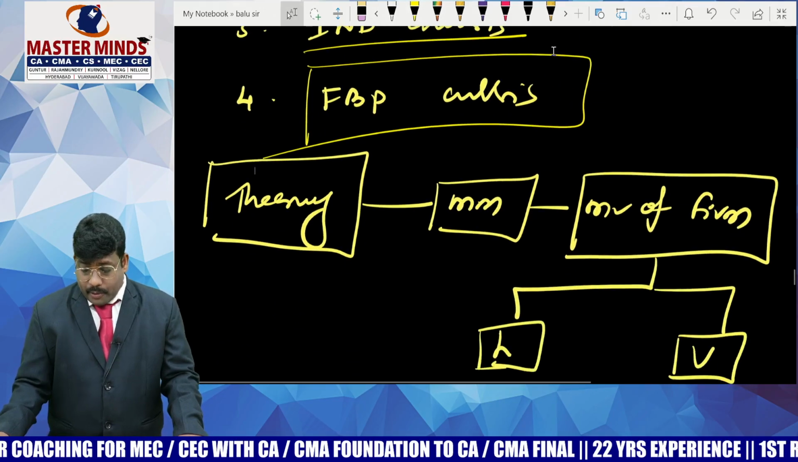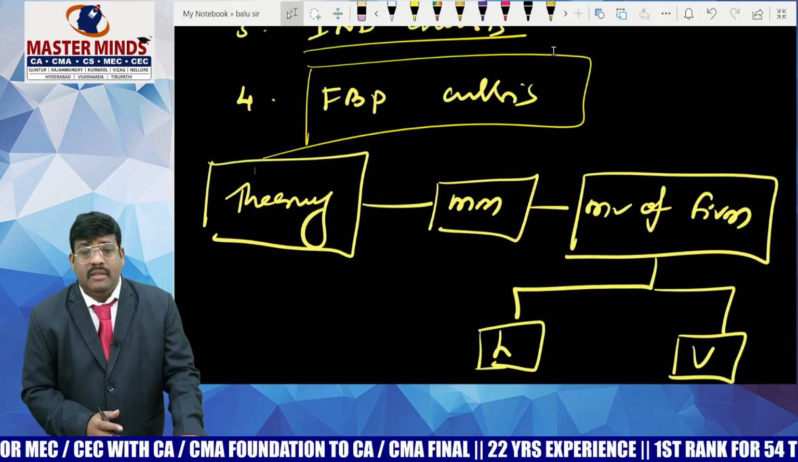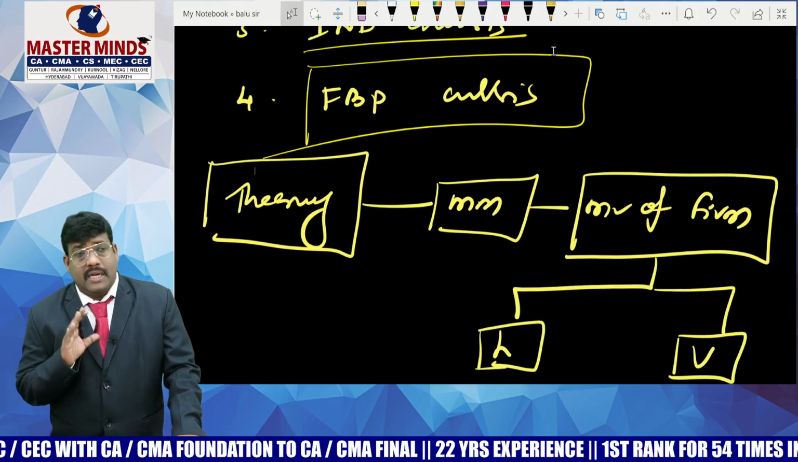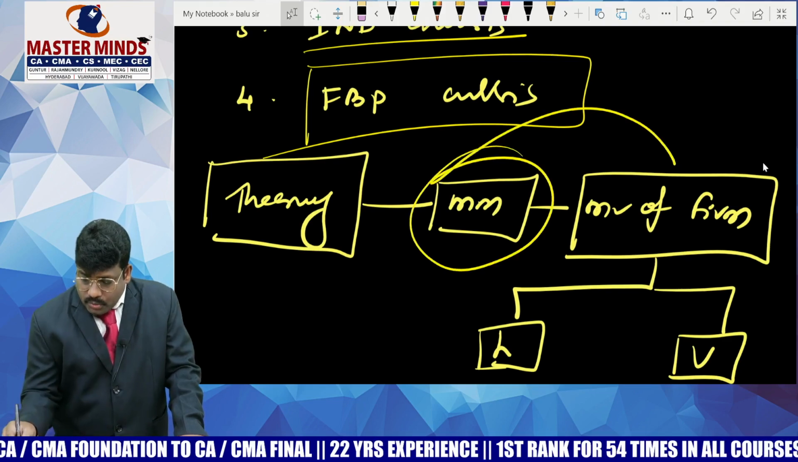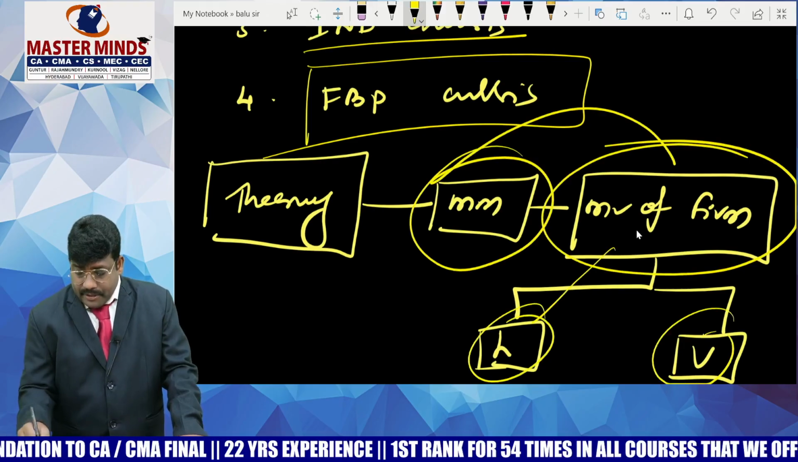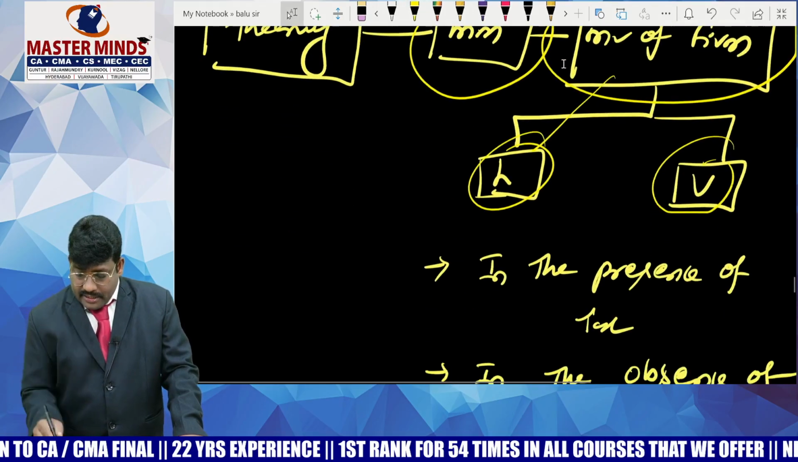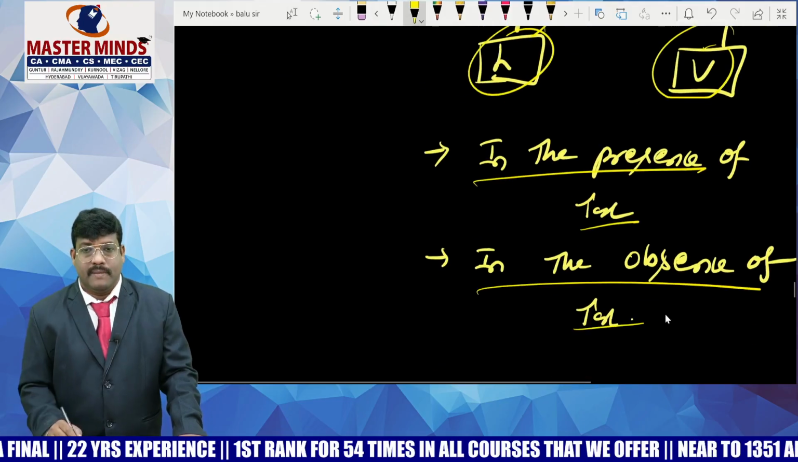MCQ purpose very, very important. Coming to theories, you have net income, net operating, and the traditional model, but from the problem point of view, concentrate on the model, that too the market value of the firm. When levered firm and unlevered firm estimation, how do you calculate in the presence of tax and in the absence of tax? This is very, very important, right?